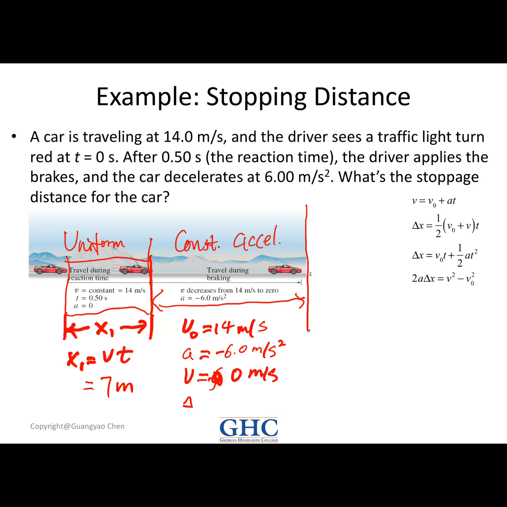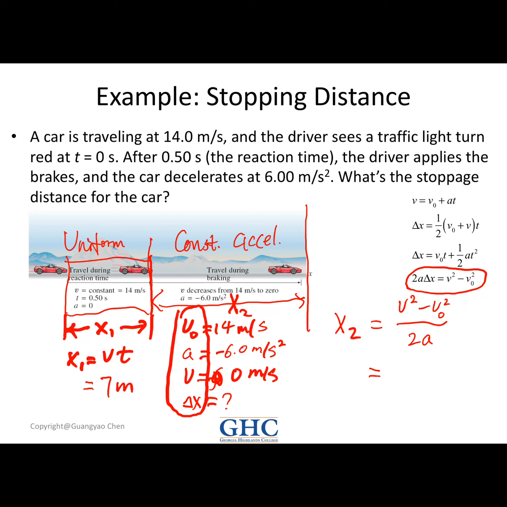It asks us for distance, and let's call this distance x2. So we need to check which equation contains those 4 variables: initial velocity, final velocity, acceleration, displacement. It seems to me my favorite equation contains those variables. So we can solve for displacement x2 using this one, which is final velocity squared minus initial velocity squared, over 2a.